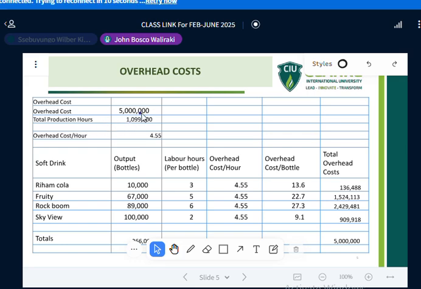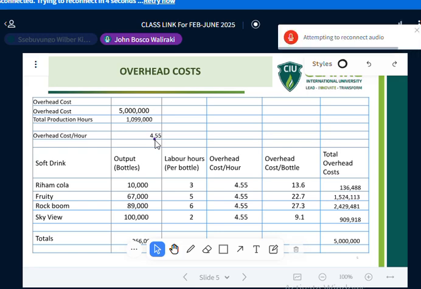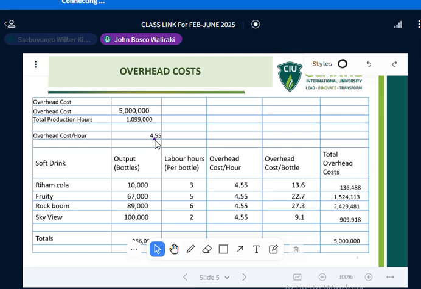So this is 5 million divided by 1,099,000. I got here 4.55, to 2 decimal places. This is overhead cost per hour. Remember that our target is to find overhead cost per bottle, a single bottle. But what we are having here is overhead cost per hour.